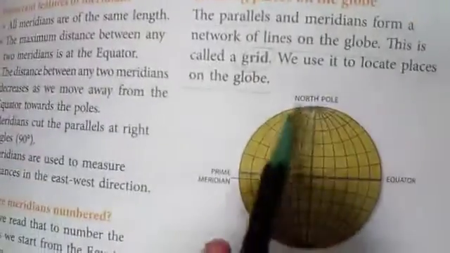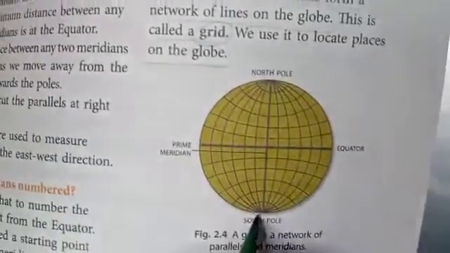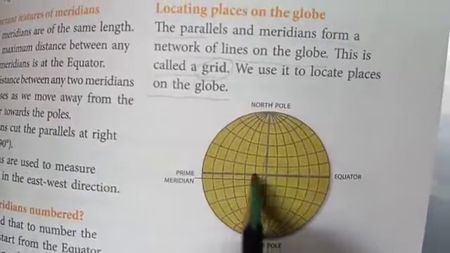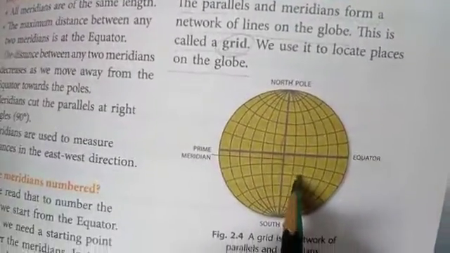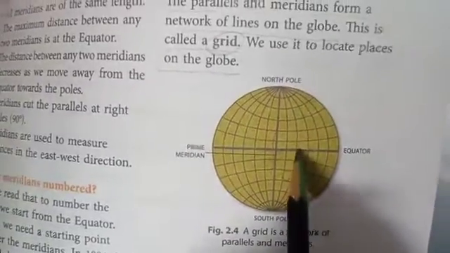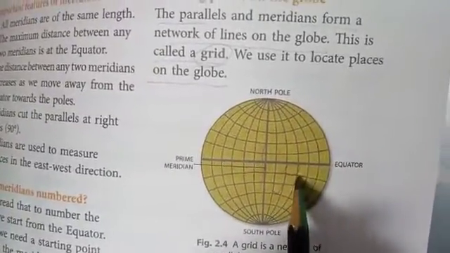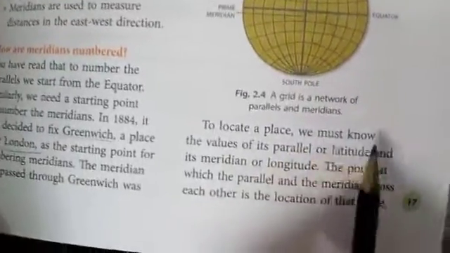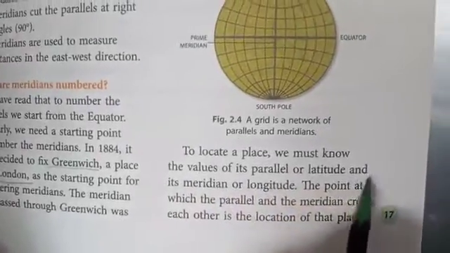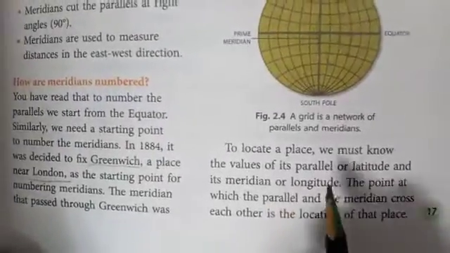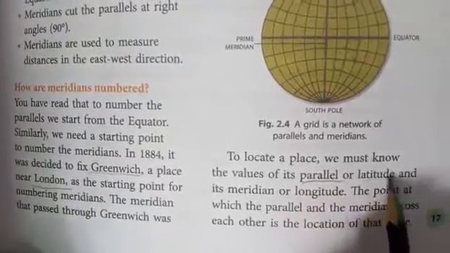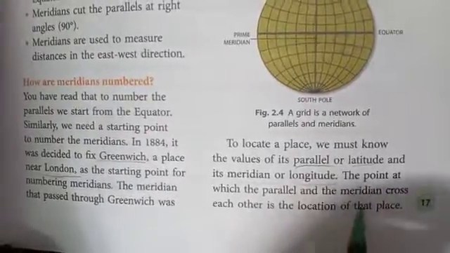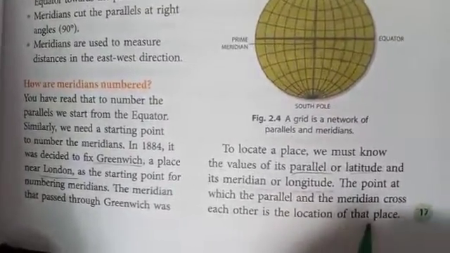Here, this is the north pole and south pole. This is the equator and this one the prime meridian. Here these are the grids. We locate a particular place with the help of these grids. To locate a place, we must know the values of its parallel or latitude and its meridian or longitude. We call parallel as latitude and we call meridian as longitude. The point at which the parallel and the meridian cross each other is the location of that place.